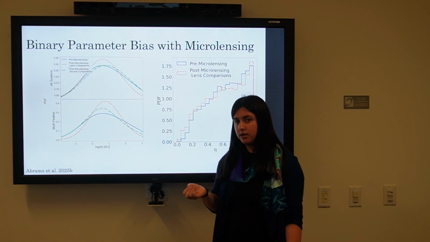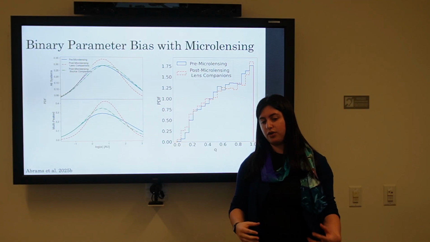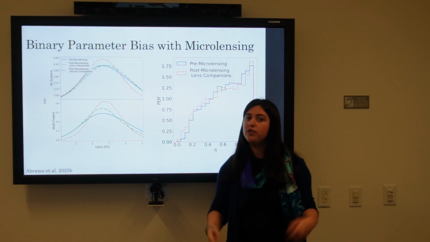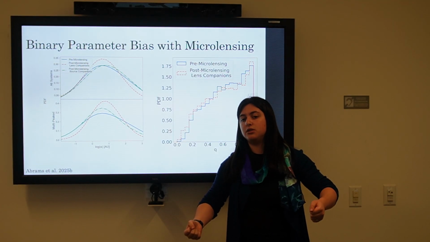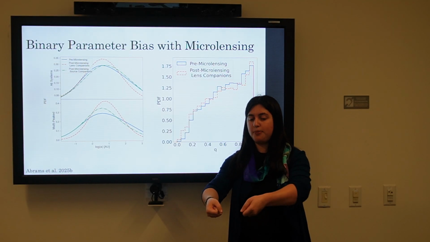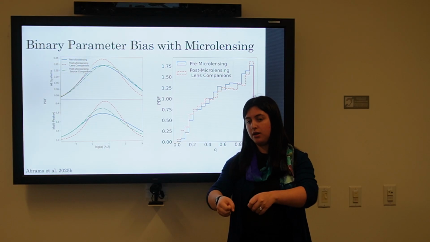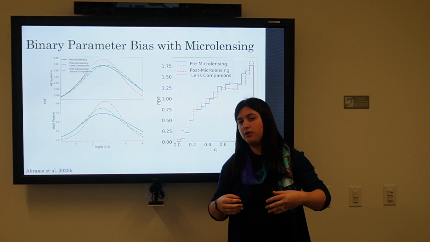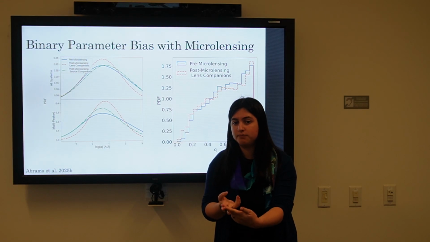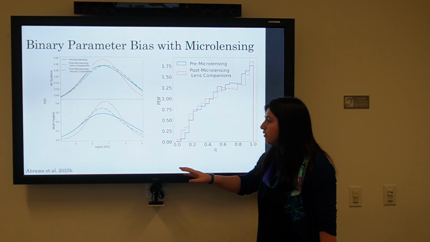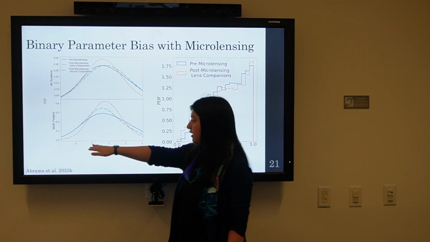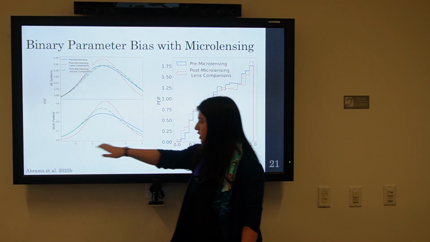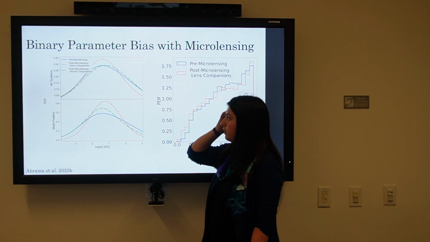We can also ask, when we observe these binary microlensing events, we might want to learn things about the binaries. For example, what's called the semi-major axis distribution. So that's the distribution of separations between the binaries. That can tell us things about their formation and their evolution. So here we have a PDF of the semi-major axis distributions.